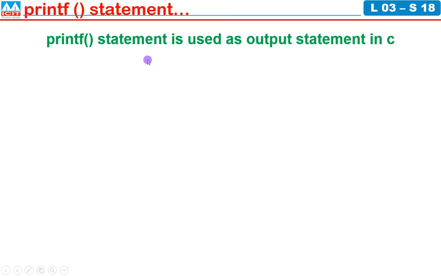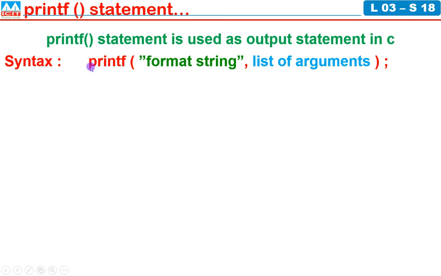Printf statement. Printf statement is used as the output statement in C. Syntax means according to the grammar of C programming, how you need to construct this printf. Like this: printf, opening parenthesis, closing parenthesis, semicolon. In between these two parentheses you have two areas: format string and list of arguments.